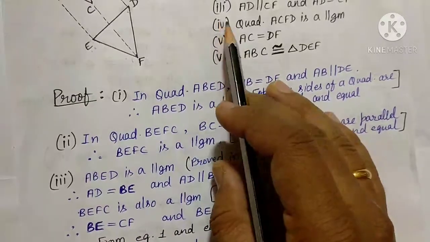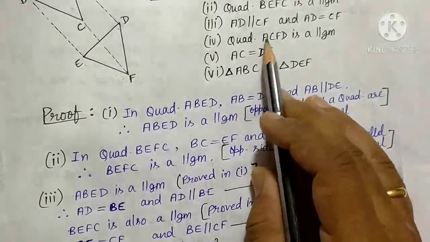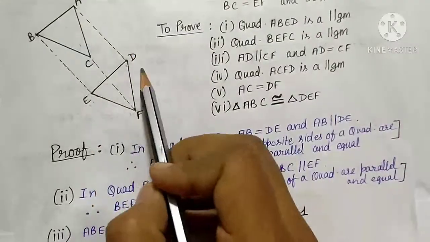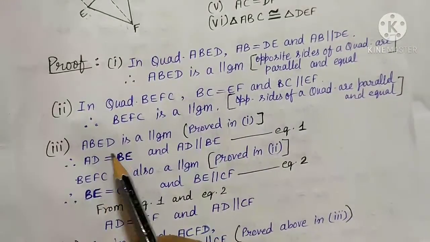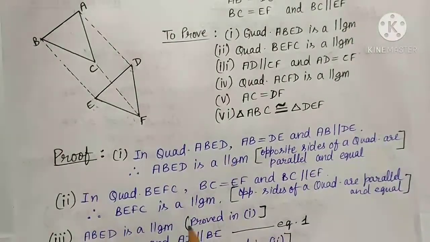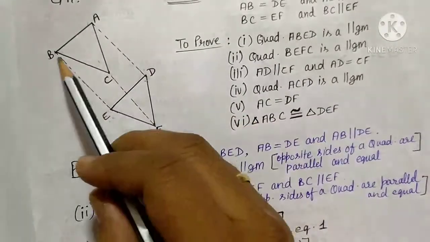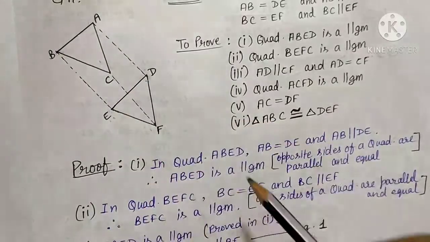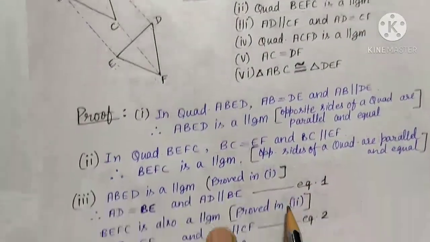Now move to the third part, which says that we have to prove that AD is parallel to CF and AD is equal to CF. In the figure you can see AD is parallel to CF, we have to prove, and they are equal also. Now as we have already said, ABED is a parallelogram, in the first part. Therefore AD is equal to BE, because it is a parallelogram. Already we have proved in the first part. And AD is also parallel to BE. This is our equation one.